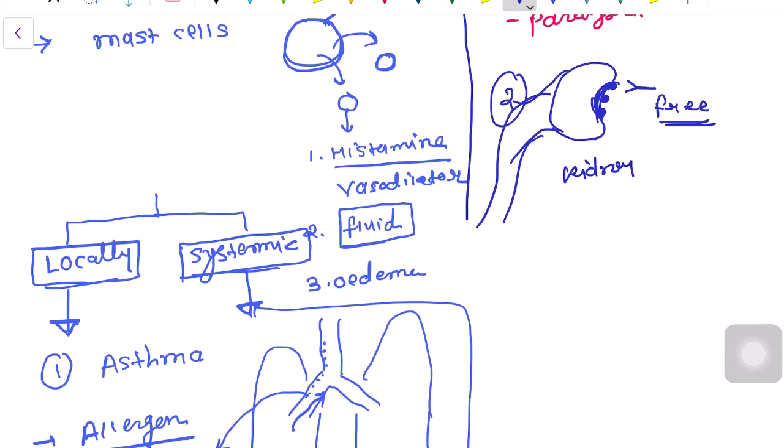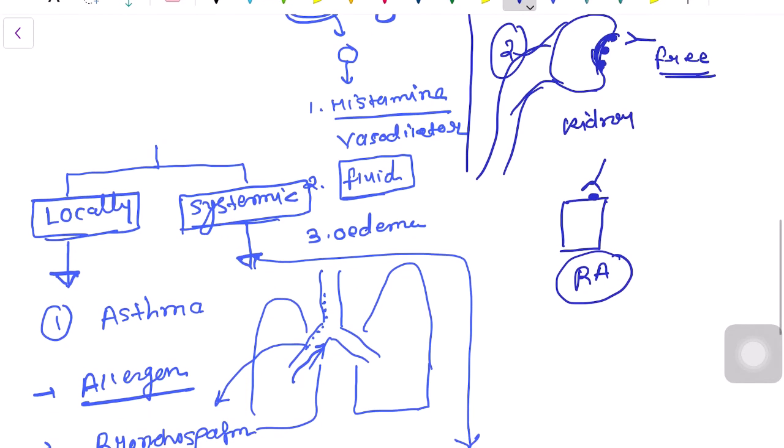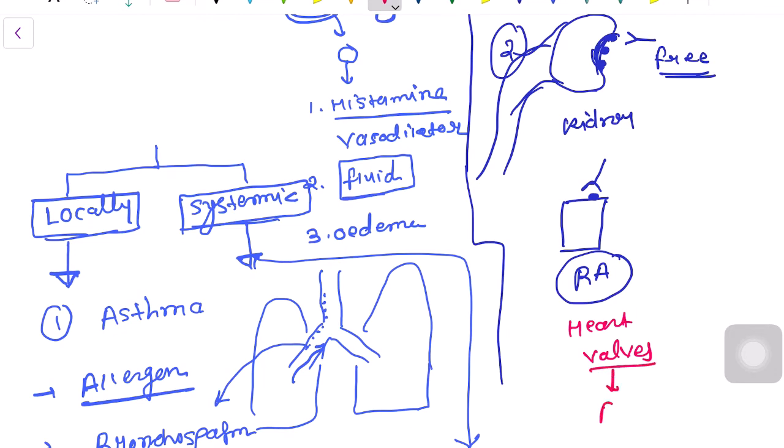In any condition, in any tissue or organ, when the antigens are fixed and the antibodies are circulating, it is type 2. Just like in rheumatic fever, the antibodies are formed against bacteria, but those antibodies also cross-react with the heart, with the valves, and damage the heart valve. That is also considered a type 2 hypersensitivity reaction.